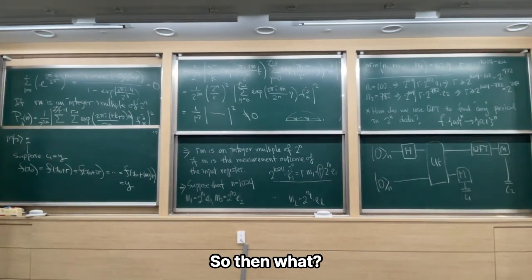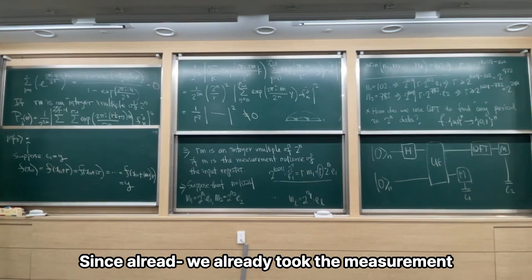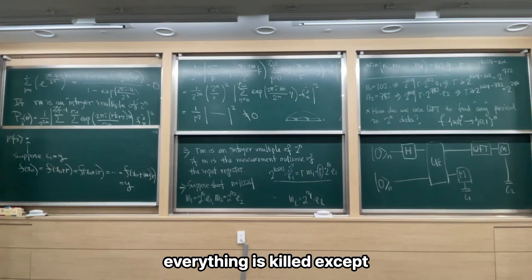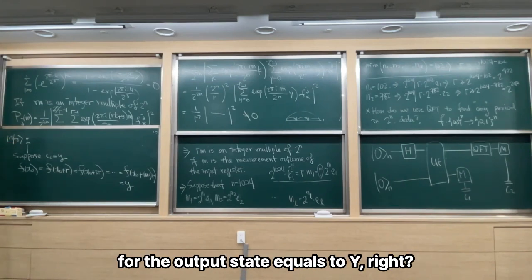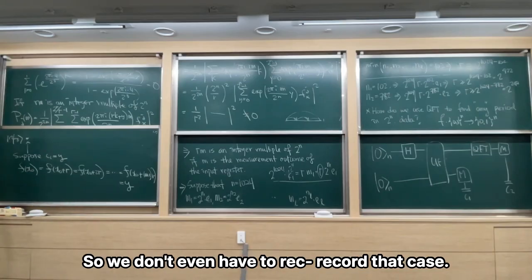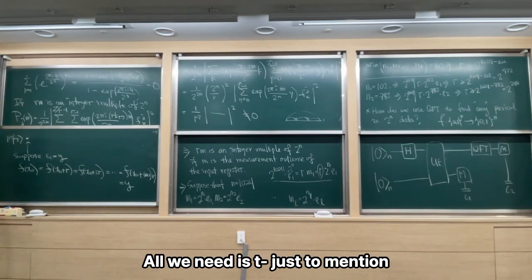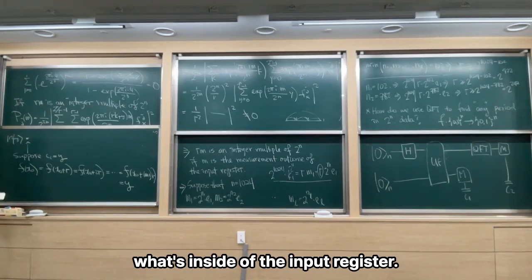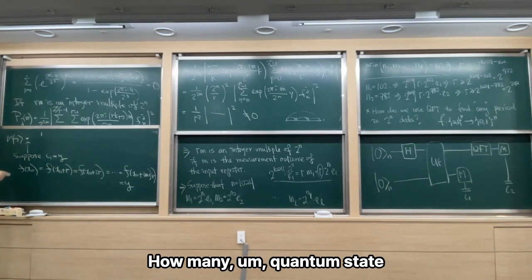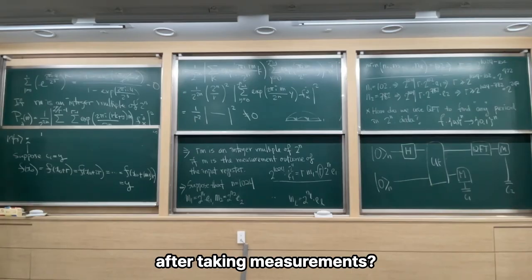So then what? Since we already took the measurement on the output register, everything is killed except for the output state equal to y, right? So we don't even have to record that case. All we need is to mention what's inside the input register. So how many are there? How many quantum states are there in the input register after taking the measurement?